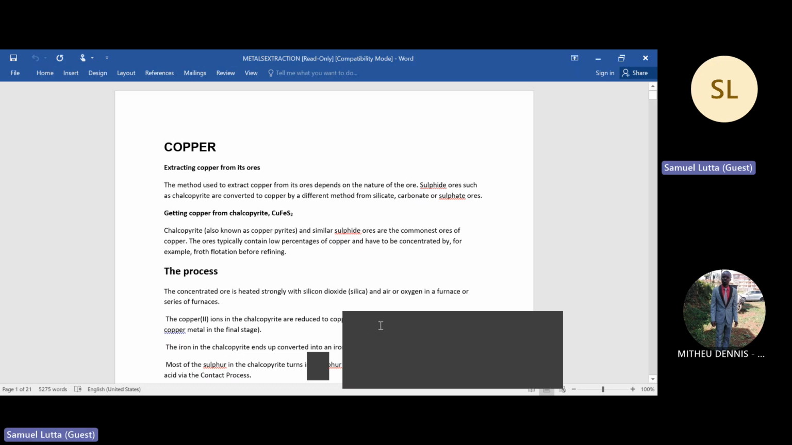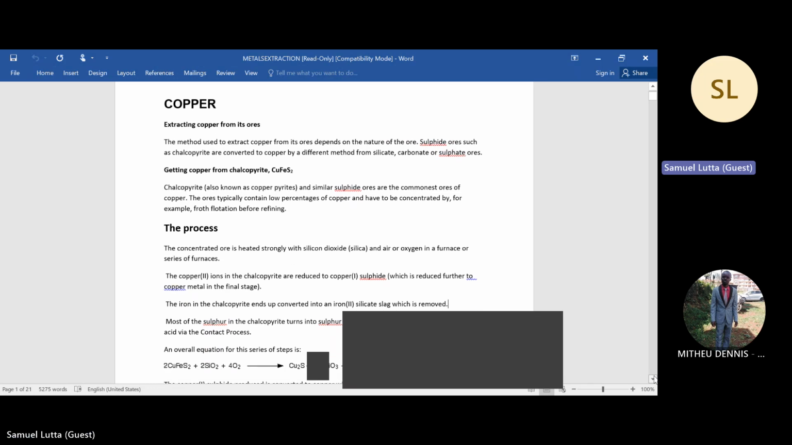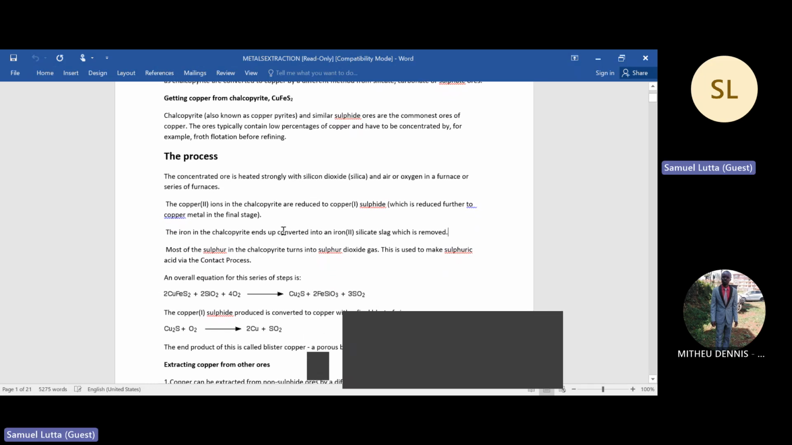So for copper, we said the ore is copper sulfide, and we cannot get copper directly from this. So what we normally do is heat the ore with silicon dioxide and oxygen. When we do this, a reduction process occurs. So we get copper(I) sulfide, iron silicate, and sulfur dioxide as a waste. And then we said that you can separate them.